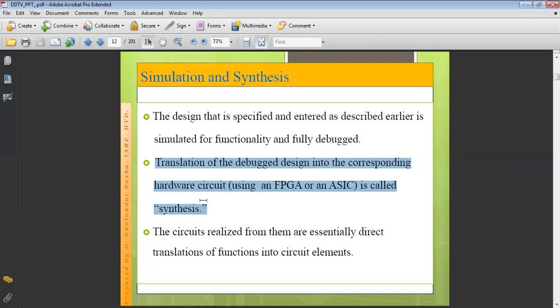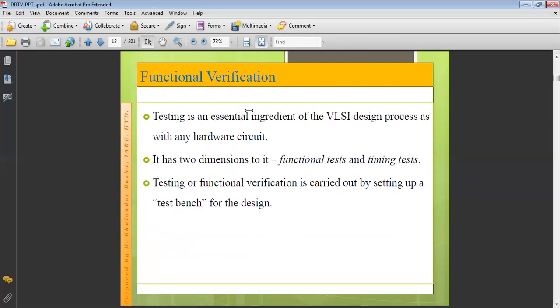Xilinx is one of the synthesizer tools. By using those synthesizer tools, I can perform the synthesis operation here. After that, the circuit is realized from there, essentially a direct translation of functions into circuit elements. So this covers the simulation as well as the synthesis of the digital circuit here.